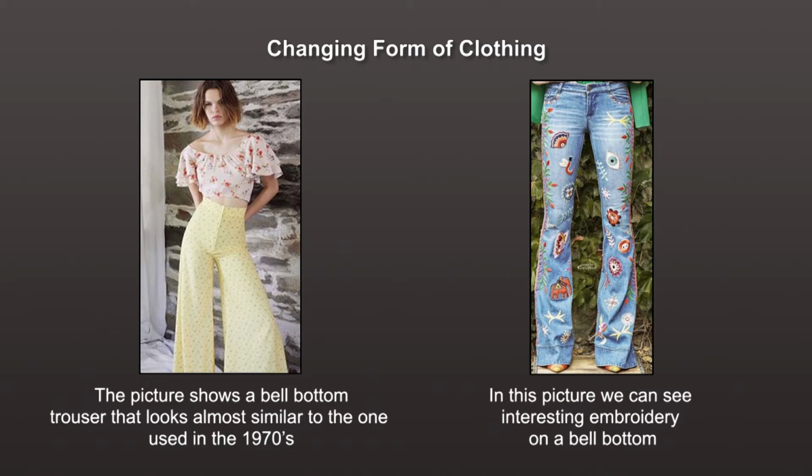The picture on the right is from Alice and Olivia Spring 2017 Ready to Wear collection. Alice and Olivia is a New York based contemporary clothing company. Designer Stacy Bendett is the CEO and creative director. In the picture, we can see interesting embroidery on a bell bottom.